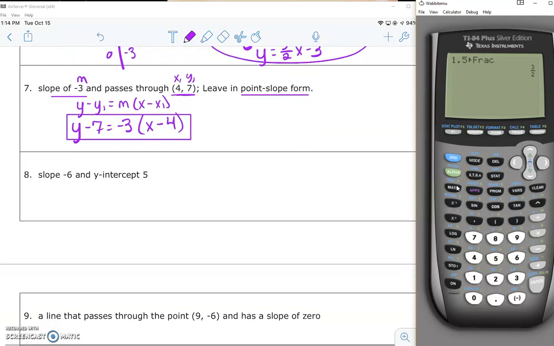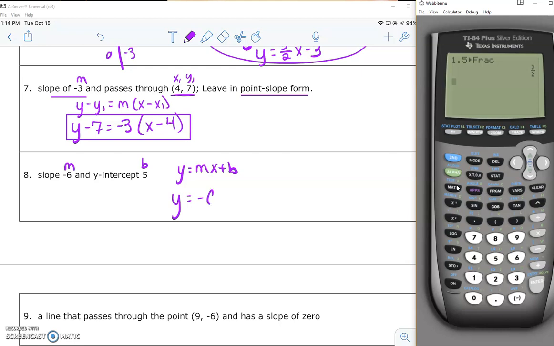Number 8, a slope of negative 6, that's an m, and a y-intercept of 5. Since we have m and we have the y-intercept, which is b, we can just fill in y equals mx plus b. So y equals slope negative 6x plus b, so plus 5.